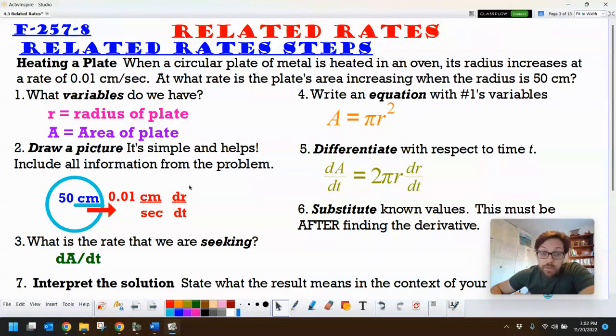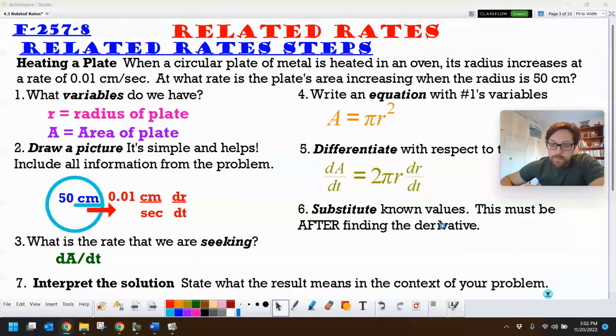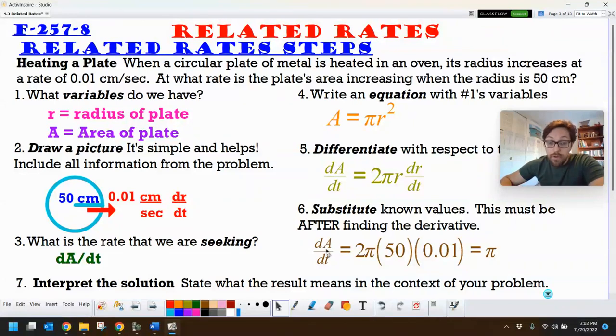Next, we're going to substitute in our variables. So we know that this dr over dt is 0.1, and we know that our radius is 50. We can just plug all of those things in, and then it's just a matter of simplification. We get that dA over dt is pi. So now we know what dA over dt is, the thing we were looking for.